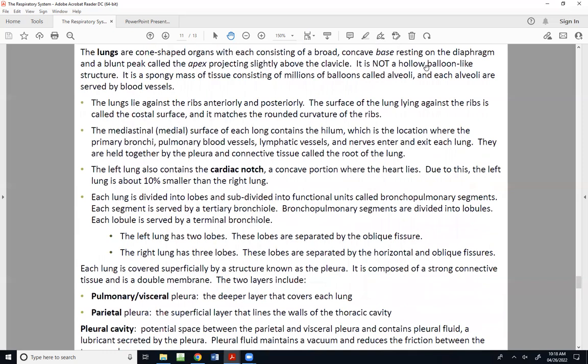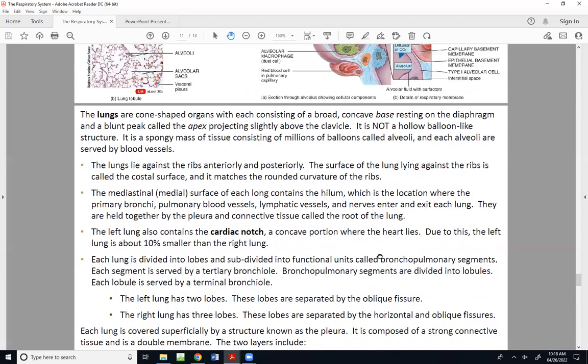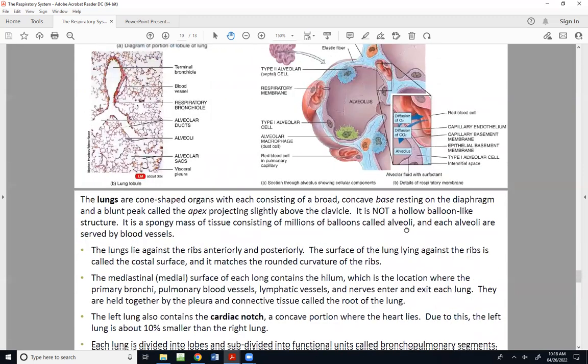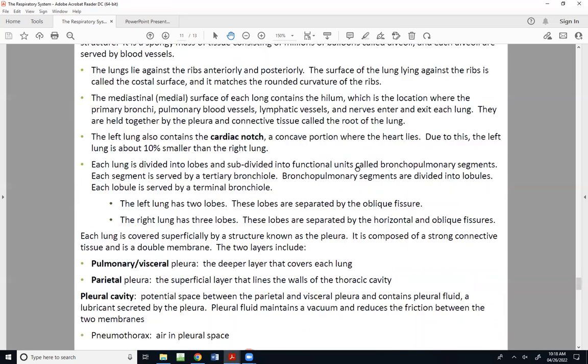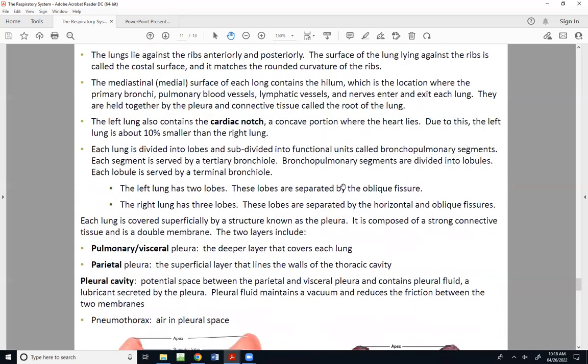Once again, it is not a hollow balloon-like structure, but instead is a spongy mass of tissue. It does contain millions of balloons, and that's what we just talked about, the alveoli, which are served by our pulmonary blood vessels. Our lungs lie against our ribs both anteriorly and posteriorly, and that's because our ribs curve from the back side to the front side.